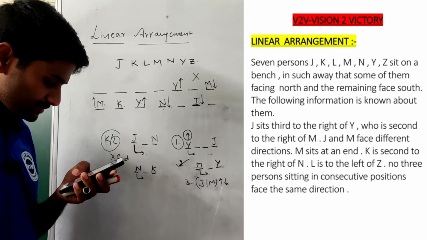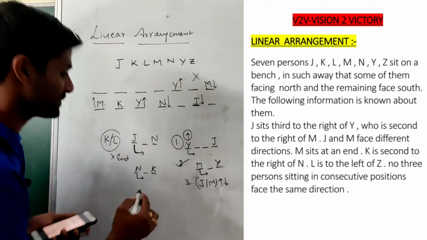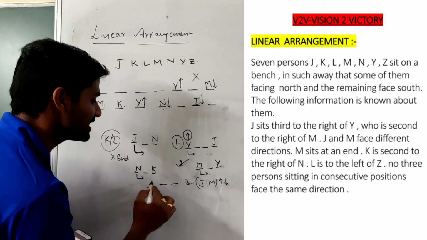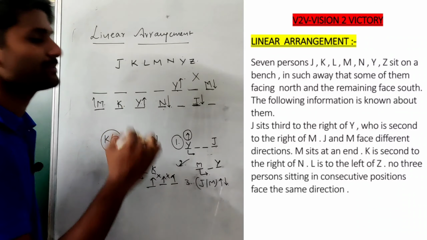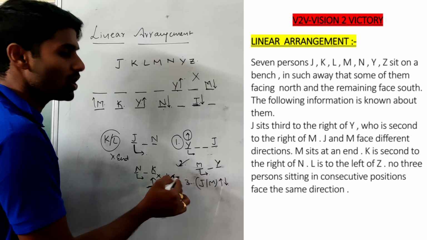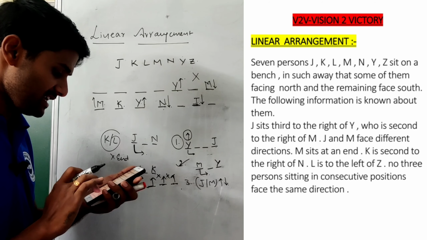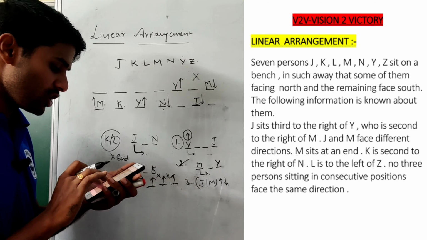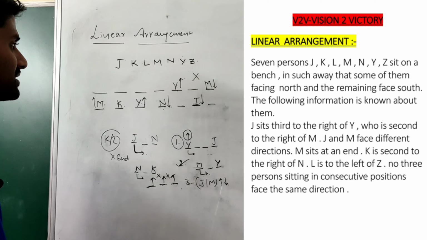Next one. No 3 persons sitting in consecutive positions face the same direction. Means if you consider any 3 positions, these 3 persons are not all facing the same direction, all south or all north. That is the meaning of that point. So once again, no 3 persons sitting in consecutive positions face the same direction.